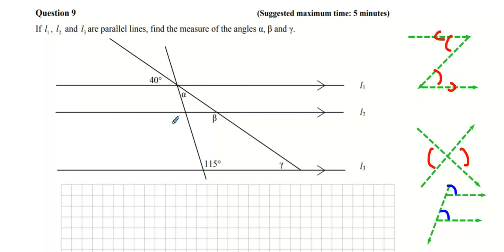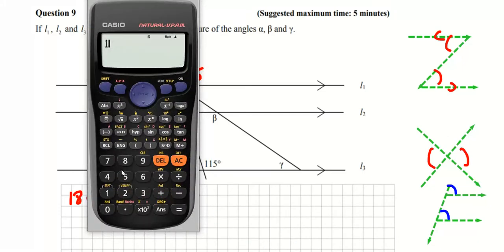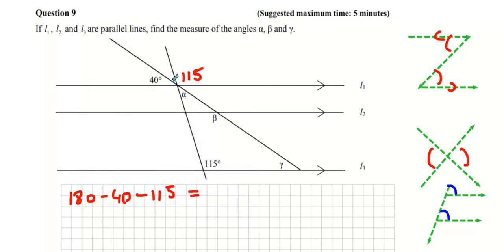Okay, so let's find out. Well, what we can say is that this is 115. That makes this one 115. So 180 take away 40 take away 115 because it has to add up to a straight angle. So 180 take away 155 is 25. Okay, and then alpha equals 25 degrees.